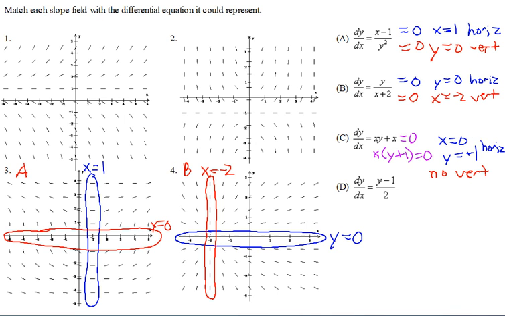So x equals 0, y equals -1 horizontal. So x equals 0 right here. Those don't look horizontal. Okay, those look horizontal. Y equals -1, also horizontal. So this one seems to fit. There's x equals 0, and there's y equals -1.